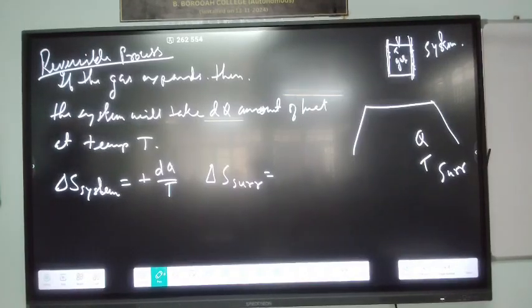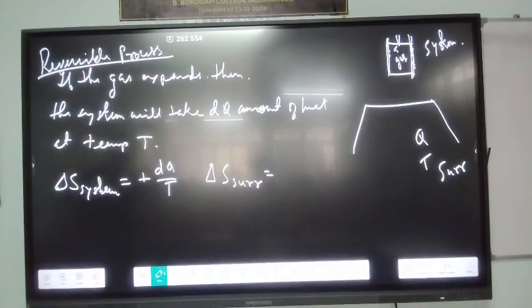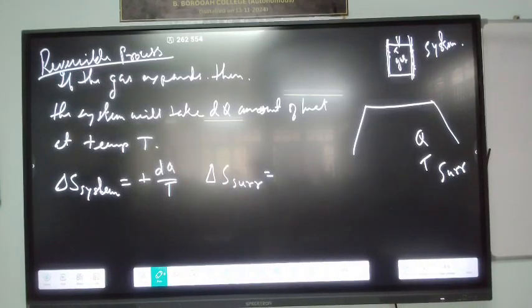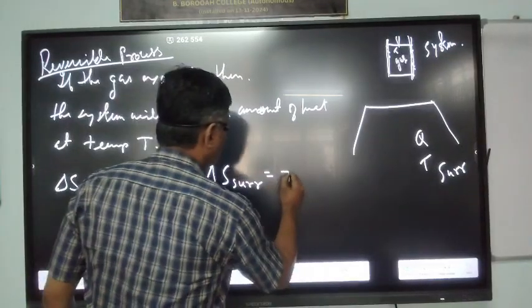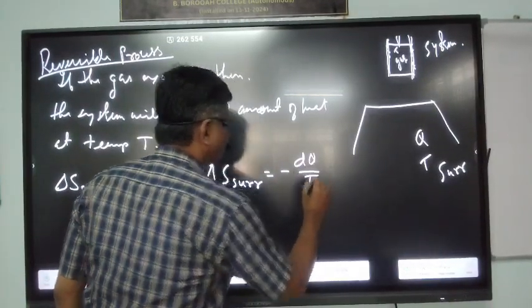At the same time, what is the amount of heat that is given by the surrounding, that is given by the reservoir? If dQ amount of heat is going into the system, then the reservoir has to release that amount of energy. So what will be the change in entropy of the surrounding, that means the reservoir? Minus dQ by T, because now heat is released, minus dQ by T.